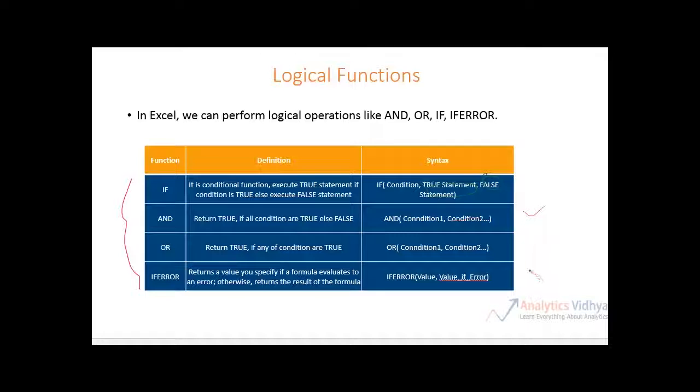Let's move on to the next function, which is IFERROR. Function IFERROR has two arguments. If the first argument generates an error, it executes the second argument. Let's look at some examples in the Excel file.